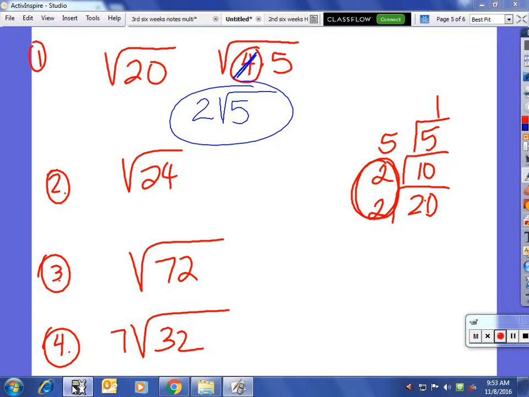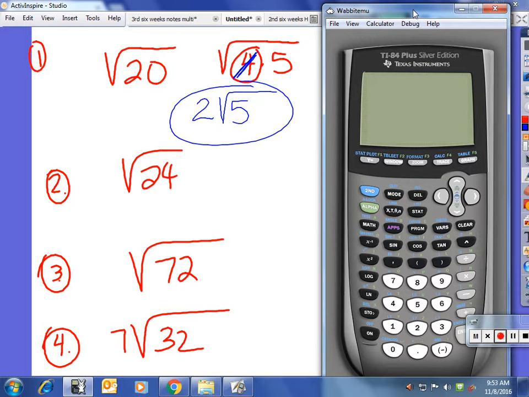Now, one way to check yourself, this isn't a 100% guarantee that you did it right, because you might have accidentally left some perfect square factors. You've got to make sure you get them all out. I know we did get them all out because 5 doesn't have any perfect square factors left. But here's one way to check yourself.